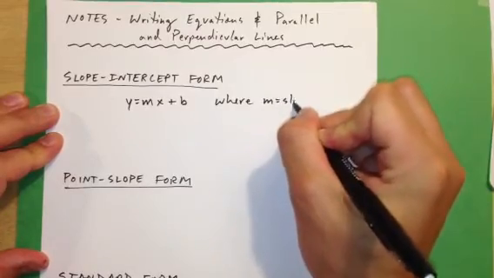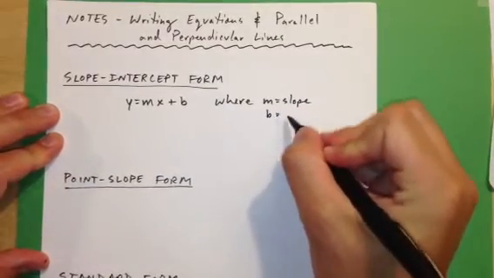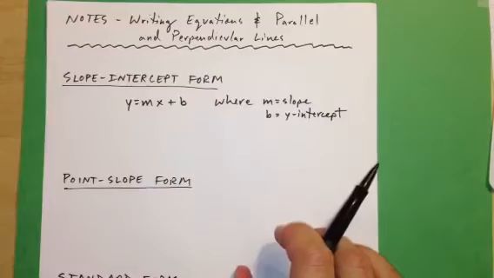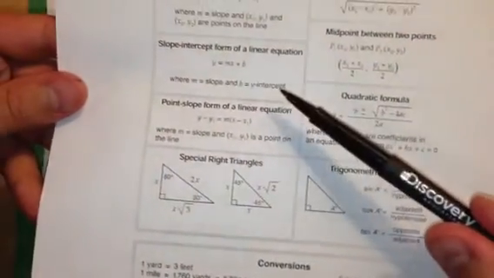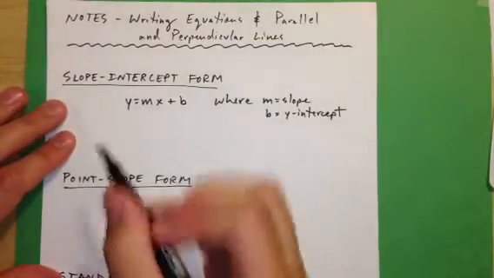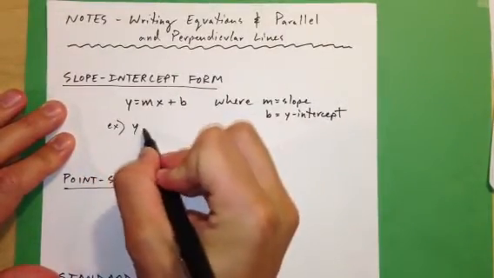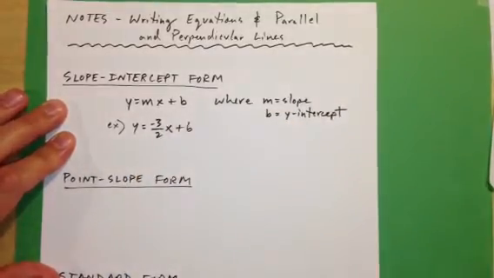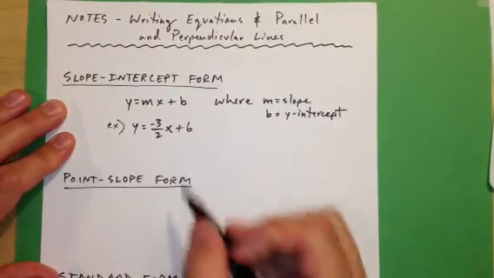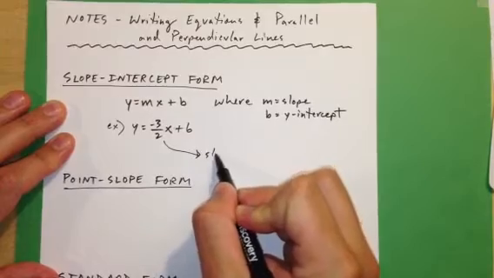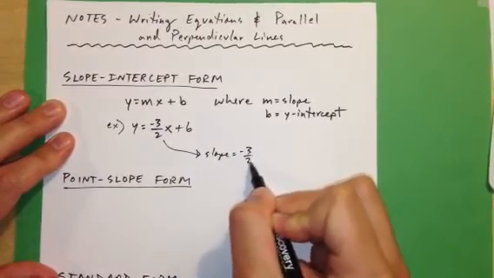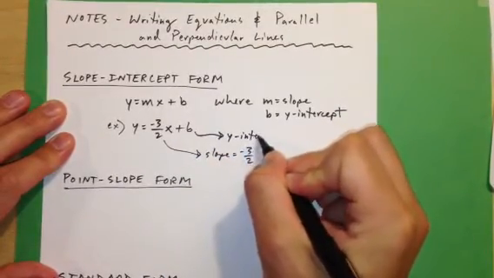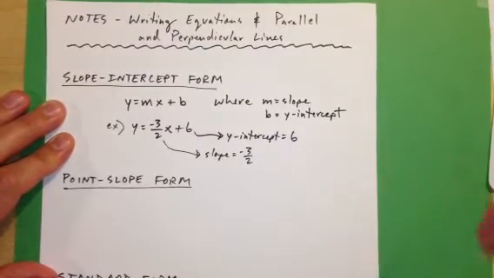where m equals the slope and b equals the y-intercept. And if you ever forget this, it is on your formula sheet on the left-hand side. So as an example, if I give you that y equals negative 3/2 x plus 6, well, just in this form, the slope is negative 3/2, and the y-intercept is positive 6.